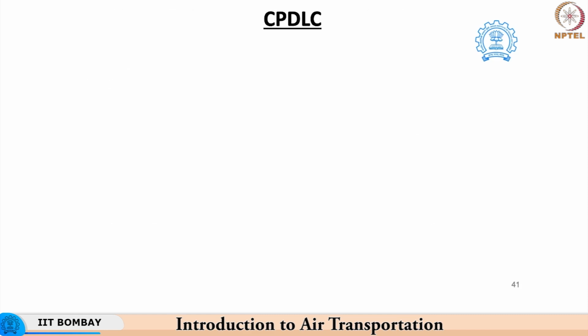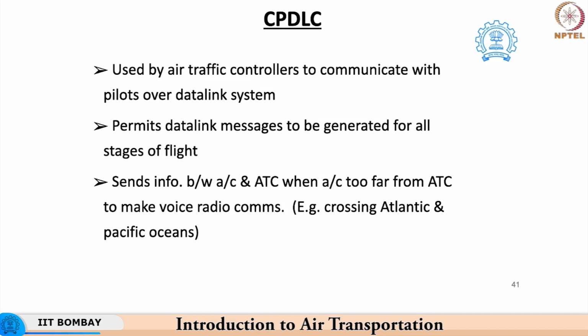Let's talk in more detail about the first system, that is CPDLC. As I mentioned to you earlier also, this is a system that is used by air traffic controllers as well as pilots to carry out transmission of data between the two, and hence the system is able to permit data link messages to be generated for all stages of flight.